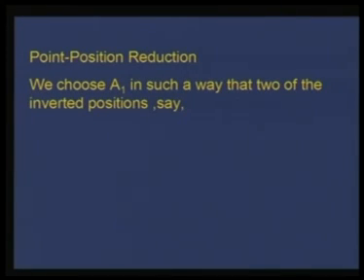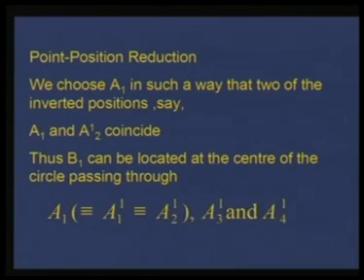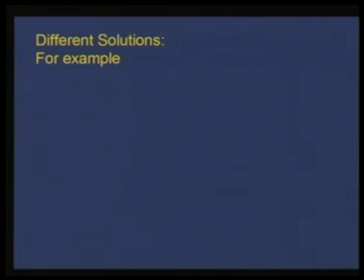We chose A1 in such a way that two of the inverted positions in the example, A1 and A21, coincide, and then B1 can be located at the center of the circle passing through A1, which is same as A11 and also coincident with A21, A31 and A41. Basically, 4 inverted positions give rise to 3 distinct locations, and we can always draw a circle through these 3 distinct positions, and the center of the circle determines the location of the other moving hinge.